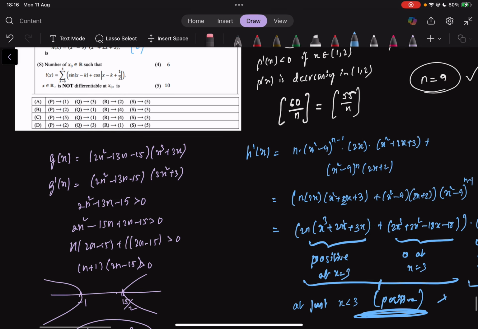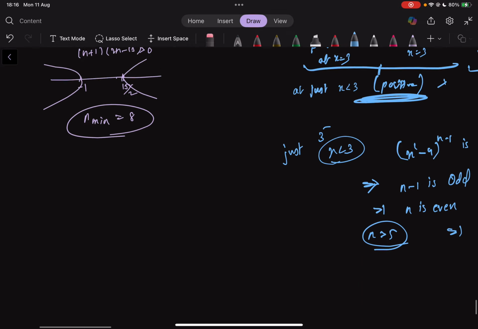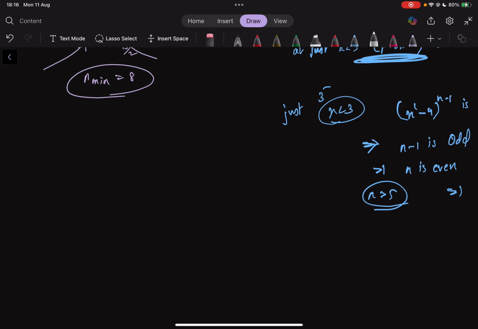Now if we take the last part, we need to find the number of x naught belonging to R such that L of x, which is summation k equals 0 to 4 of sine of mod x minus k plus cos of mod x minus k plus half, is not differentiable at x equals x naught. So we are having L of x.